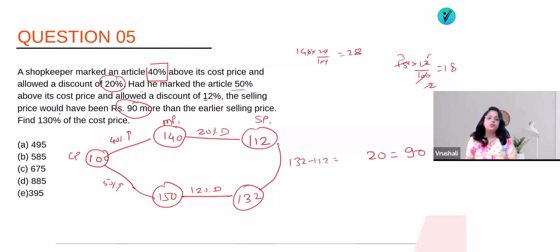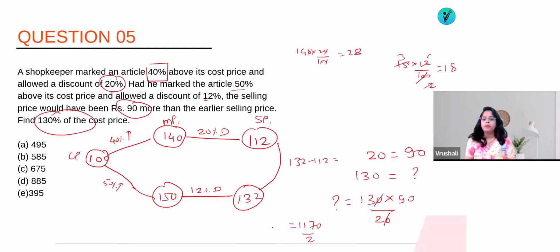Then they have asked you what is the 130% of cost price. If CP is 100, 130% of cost price will be 130, is equal to what? So question mark will be equal to 130 into 90 by 20. 0, 0 cancel. 39s are 1170, ka half will be equal to how much?